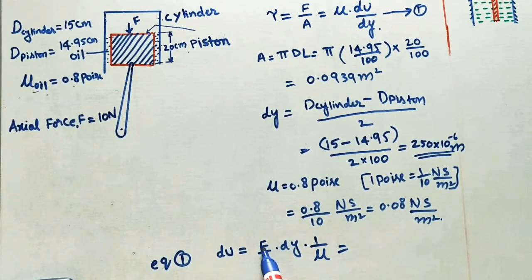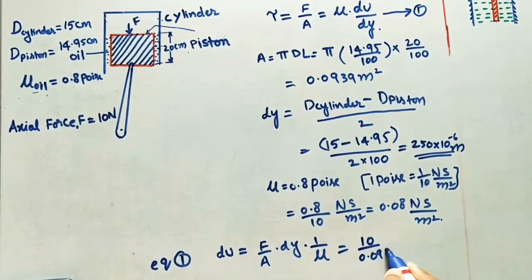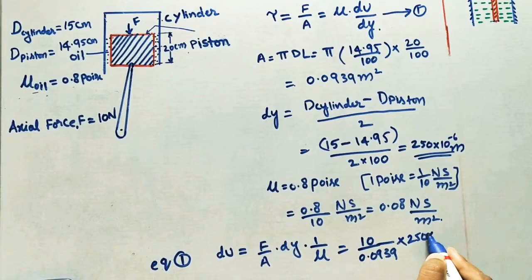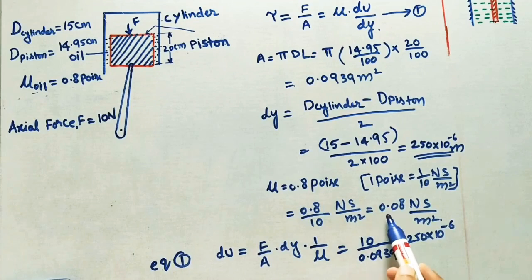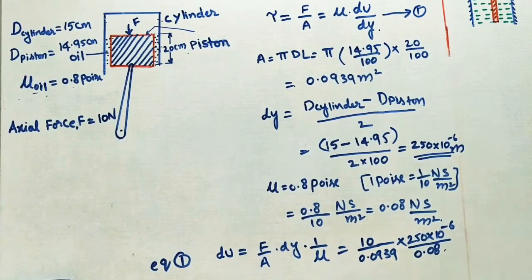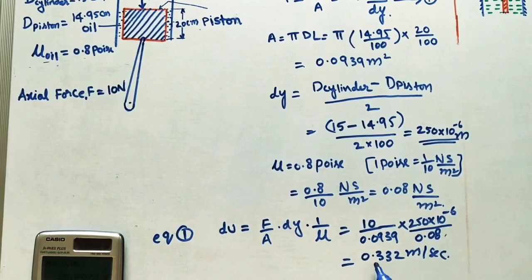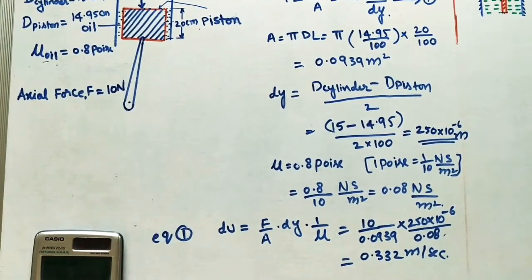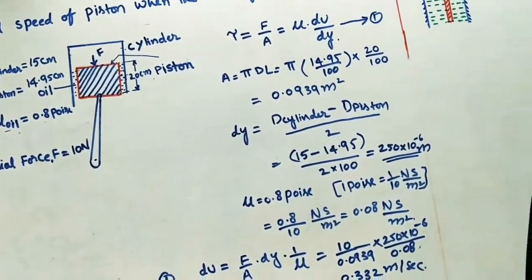Now substitute all the values. What is the F value? Axial force, it is given 10 Newtons. What is the area? We have calculated 0.0939. Into what is the dy value? 250 into 10 power minus 6. What is the mu value? Mu is given 0.08, divided by 0.08. Now do it with the calculator. You will get the velocity as 0.332 meter per second. This is the velocity of this piston. So this is the method of finding the velocity of the piston by using the given data.